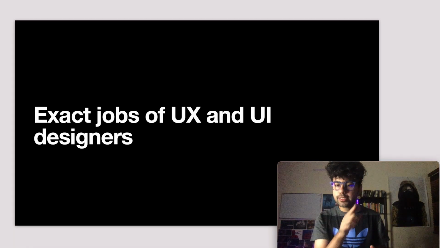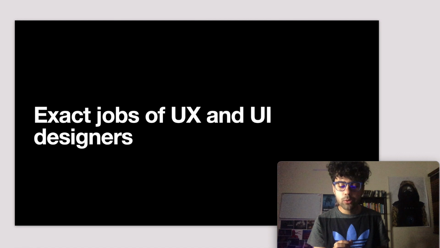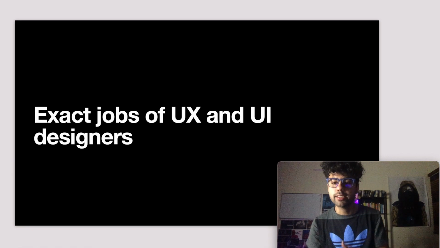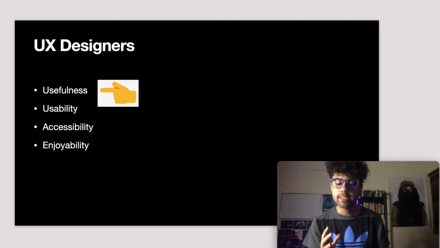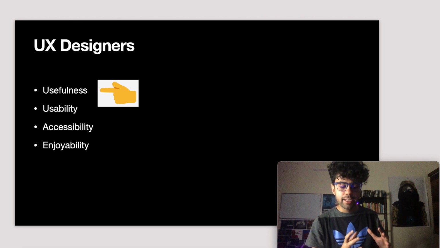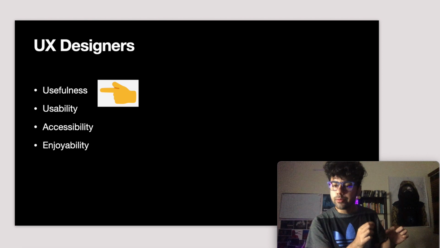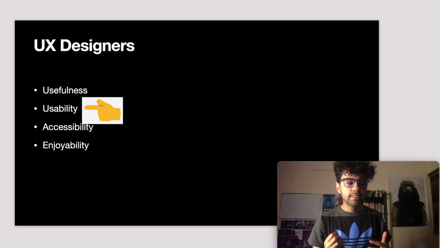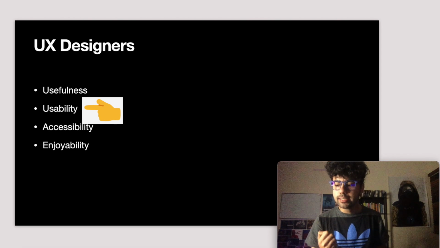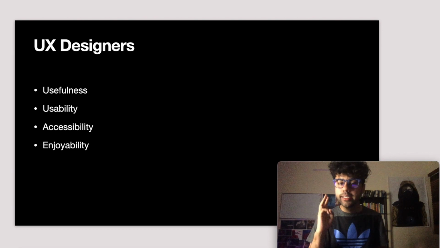Say a designer has designed a screen. We will now try to understand the role, the jobs, the responsibilities of a UX designer on that screen, and the same for UI designers. So let's start with UX designers. Broadly speaking, they will be responsible for these 4 things. One is usefulness, whether the design is catering to the user needs that we discovered in our research part or not. Second is usability. Is the design screen easy to use? Is it easily discoverable? Do the users know where to click? What will happen next? Third is accessibility.